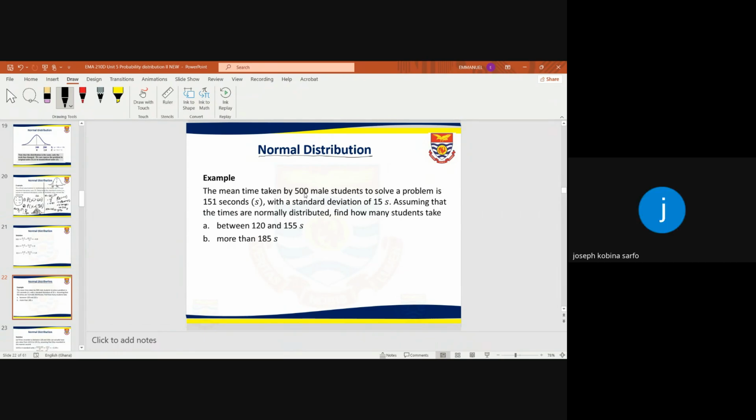Sir, Sammy wanted to try this question. Sir, I'm asking a question. Are you going to solve the 120 separately, then 155 separately, so that you sum them together? It's like you're giving 120 less than x less than 155.